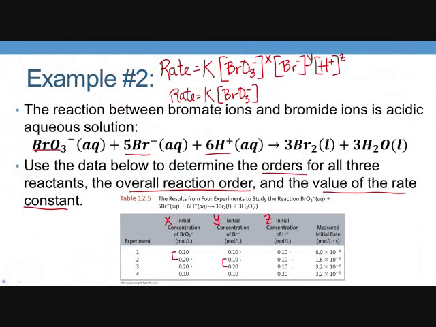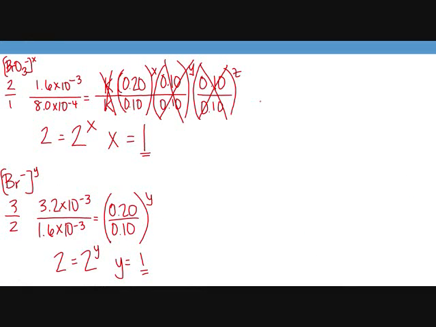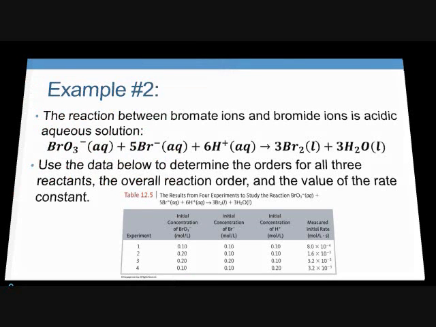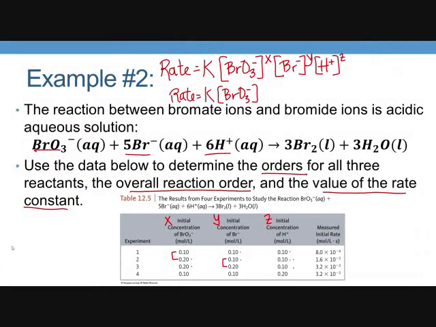Going back to my real rate law, then I can just write BrO3 negative. If you wanted to add the 1, you could, but again, you don't have to. And let's do this again for that H plus, the z.